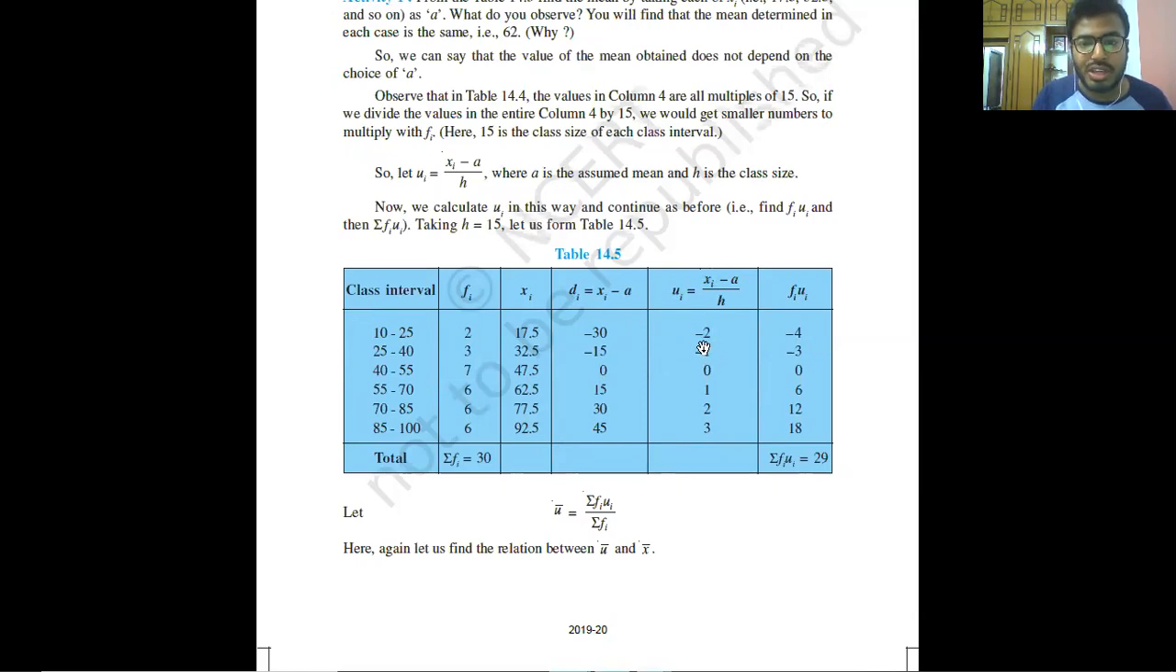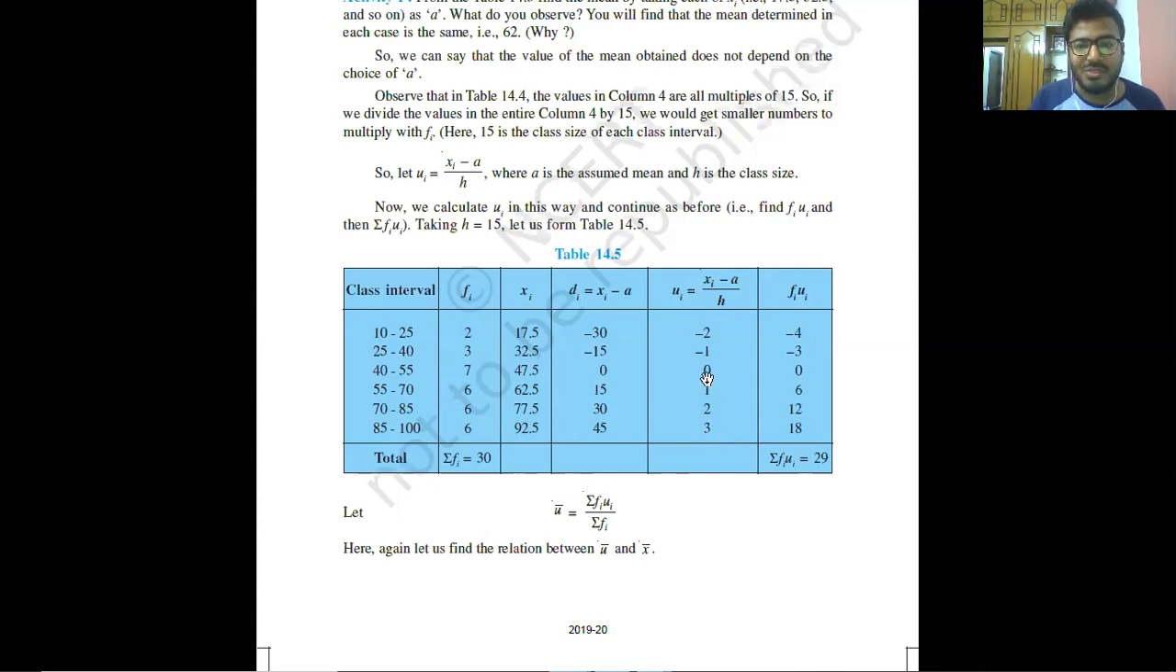So you are getting minus 2. In the same way, next is minus 15. Minus 15 written above is xi minus a, divided by h, which is 15. So 15 and 15 will cancel, and the minus sign is there, so minus 1. 0 upon 15 is 0 itself. 15 upon 15 is 1. 30 upon 15 is 2. 45 upon 15 is 3. So basically it is very easy in one more way. In front of the assumed mean you get 0, and above you keep writing minus 1, minus 2, then below 1, 2, 3.